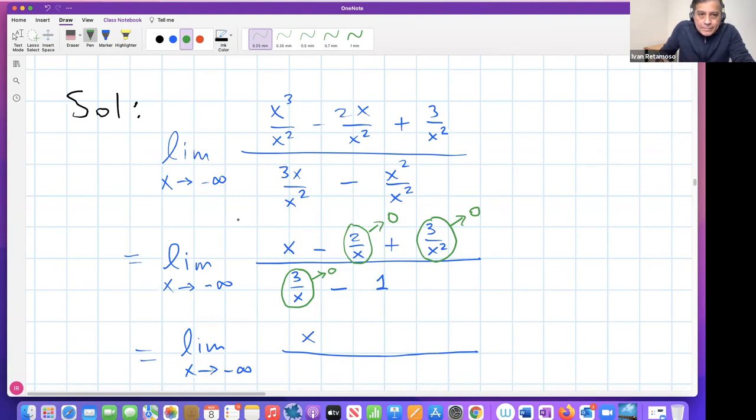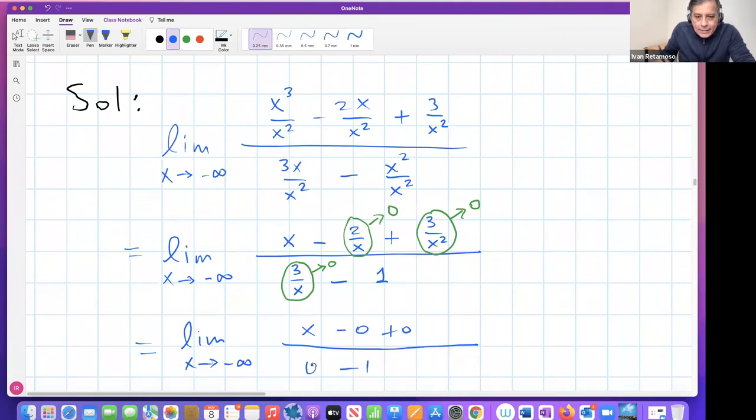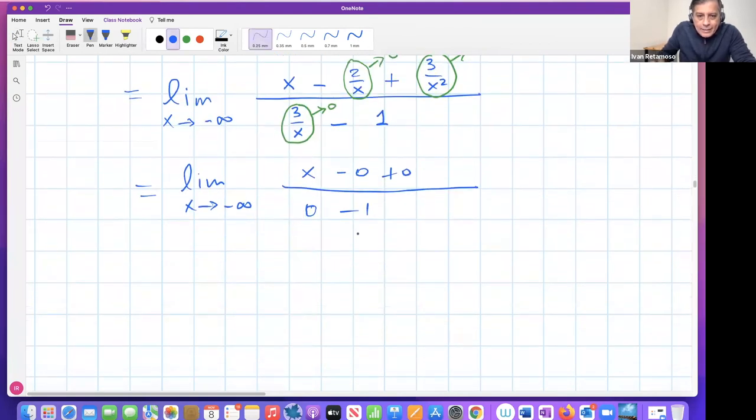Now this minus one, let's put minus one in the bottom. So this minus zero plus zero, zero minus one, right? Great. So now cleaning up everything, what do we get? Limit of x on the top, minus one on the bottom, as x approaches minus infinity. At this point, you just have to be careful. Here is where we apply the other property. Here I'm gonna plug negative infinity into my function and say, what is this guy?